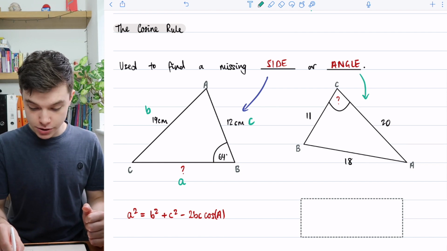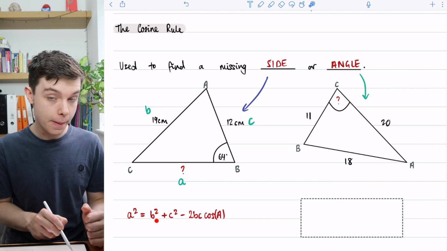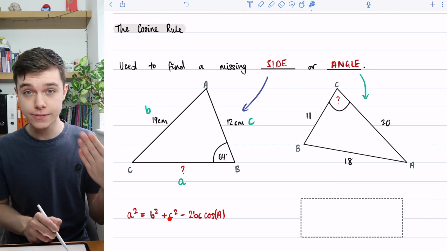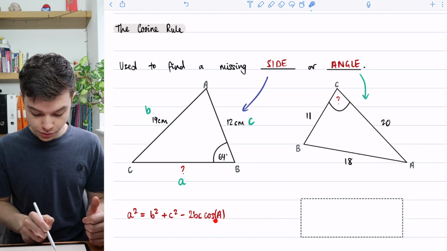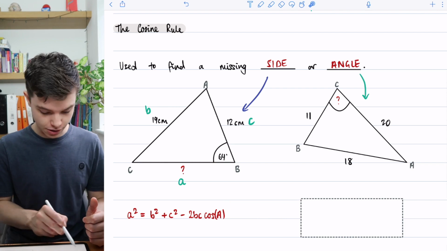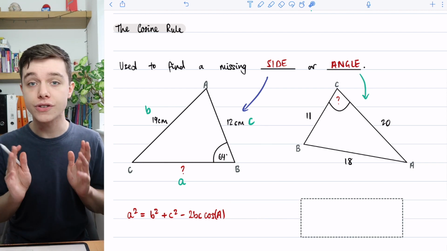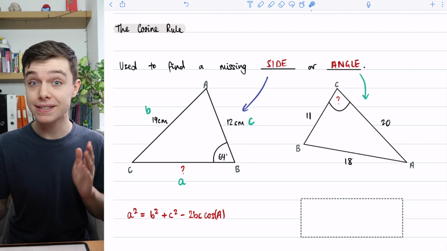And then all we do is take a squared and say that's equal to the other side squared, so b squared, plus the third side squared, so c squared, and then minus 2bc cosine of angle A. So a squared is equal to b squared plus c squared minus 2bc cos A. That's what we want to use to work out the length of a missing side.